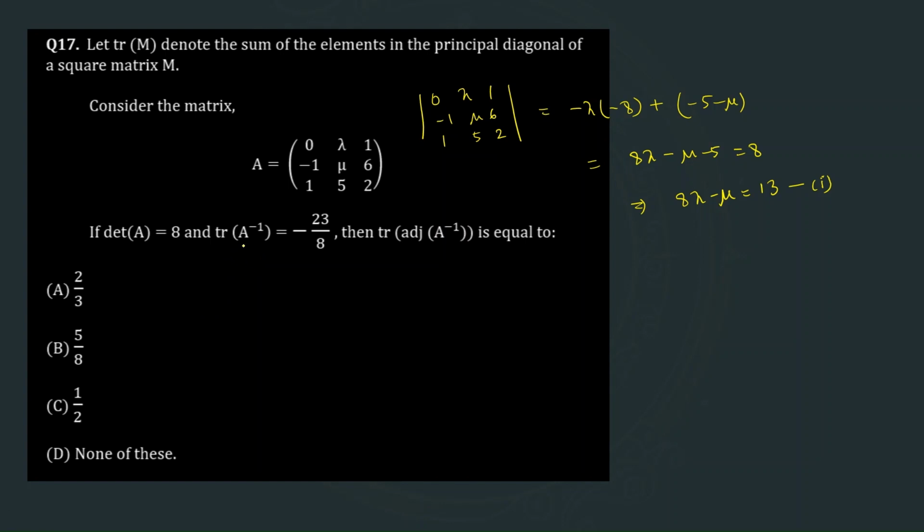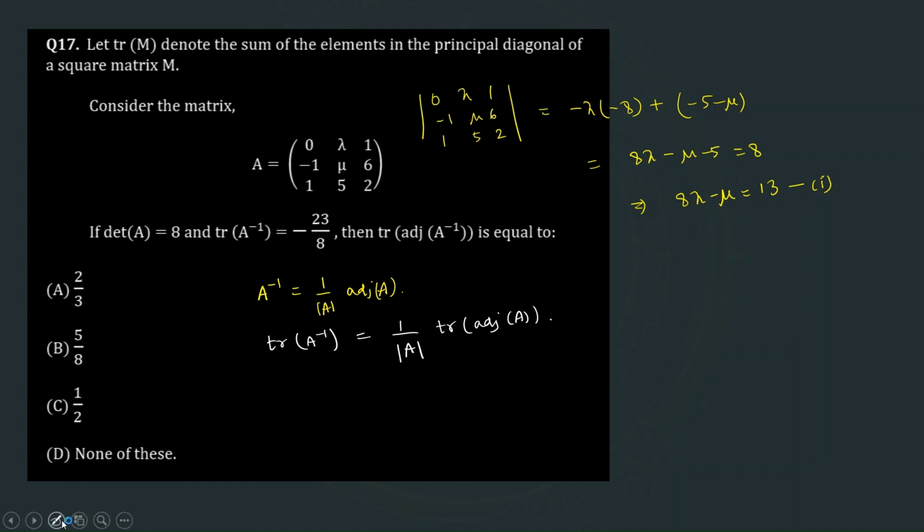But for this, do we have to calculate A inverse first? No, because that will be too lengthy. So we can use the definition of A inverse. So A inverse is 1 by determinant A times adjoint of A. We can use this definition to find the value of trace of A inverse. That means if we take trace both sides, trace of A inverse will be 1 by determinant A times trace of adjoint of A.